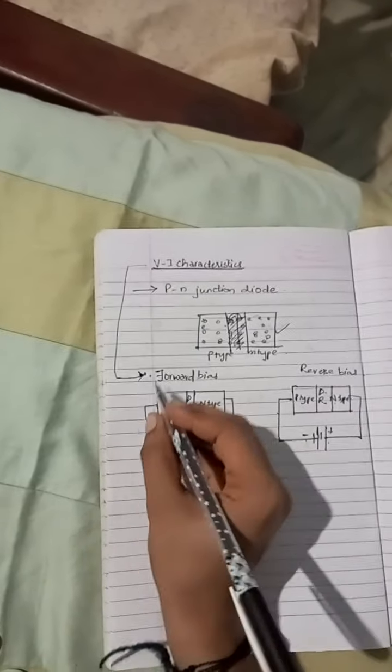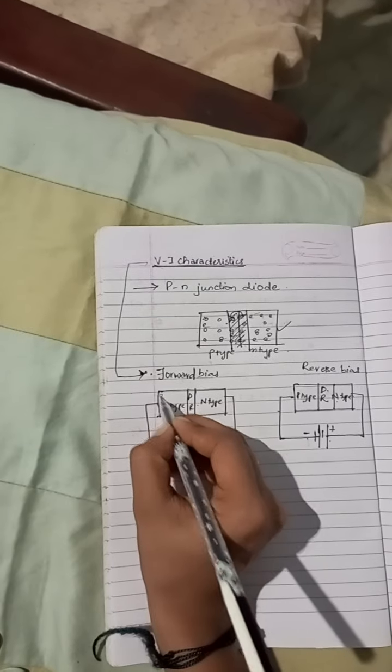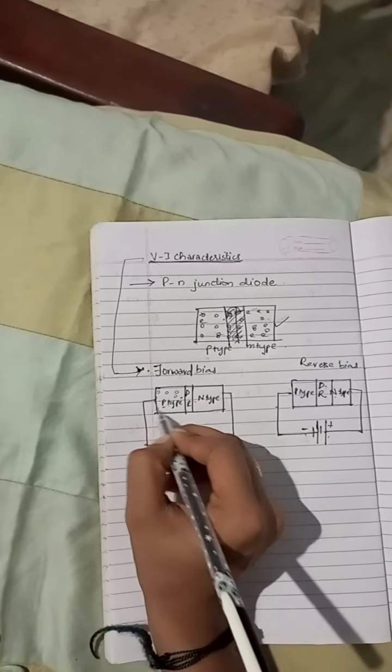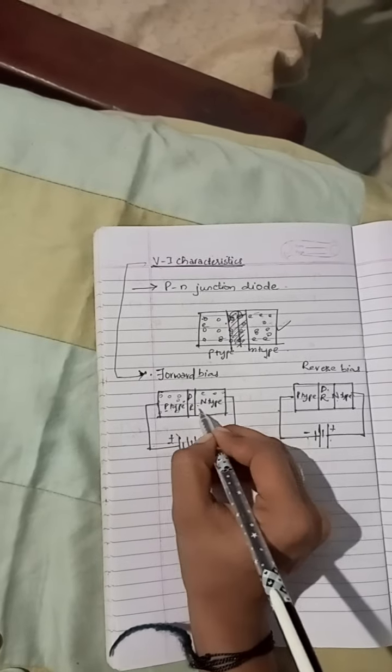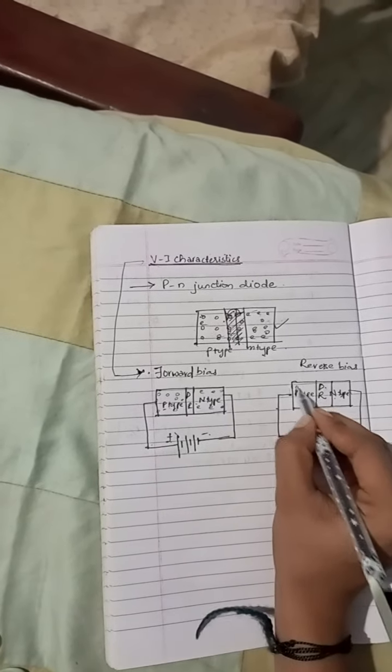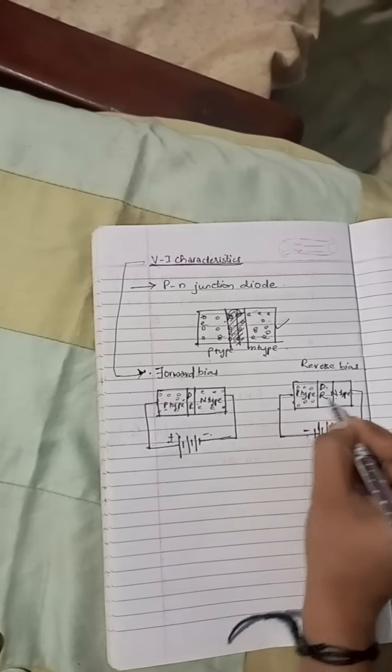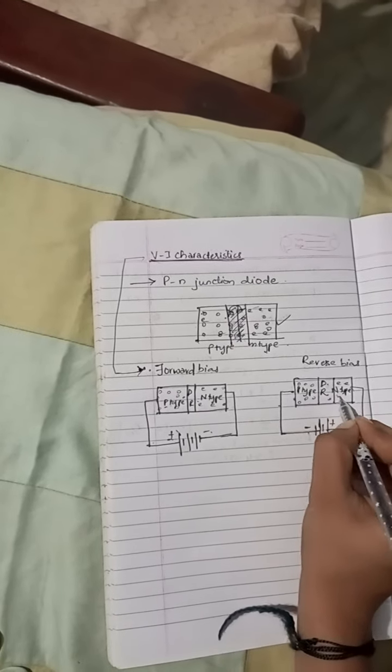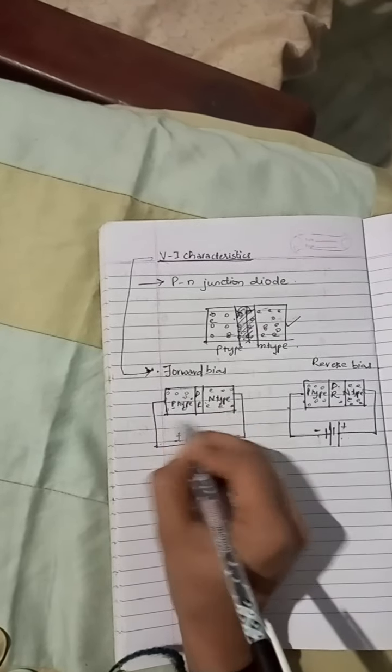In P type, the majority carriers are holes, whereas in N type, the majority carriers are electrons. Here also, in P type, the majority carriers are holes, and here electrons are the majority carriers. So when positive is connected to this, obviously there will be a repulsion. The positive terminal is connected to the holes, the majority carriers. Therefore, these holes will experience a pull towards the negative terminal.